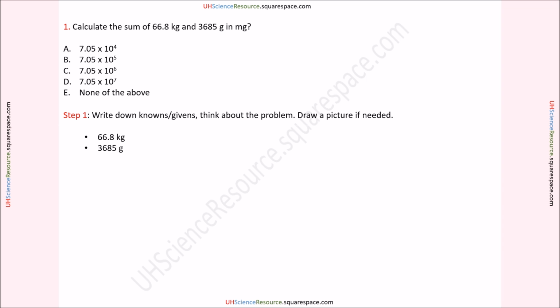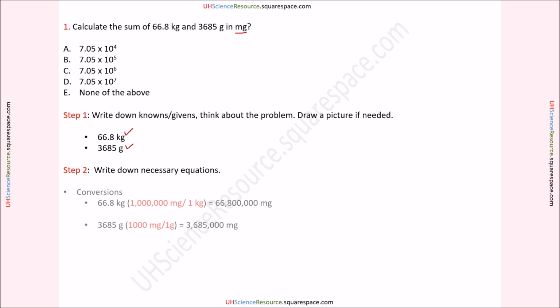So we write down our knowns. We're given that the first quantity is 66.8 kilograms, and our second quantity is 3,685 grams. The problem is asking us to calculate the sum in milligrams. So we're going to have to convert these two masses into milligrams. Then we write down the necessary equations or conversion factors.